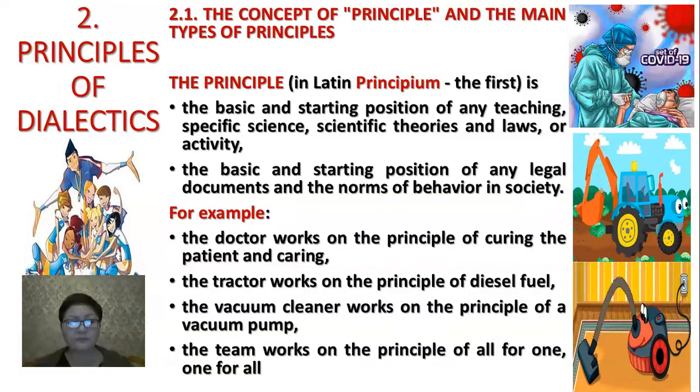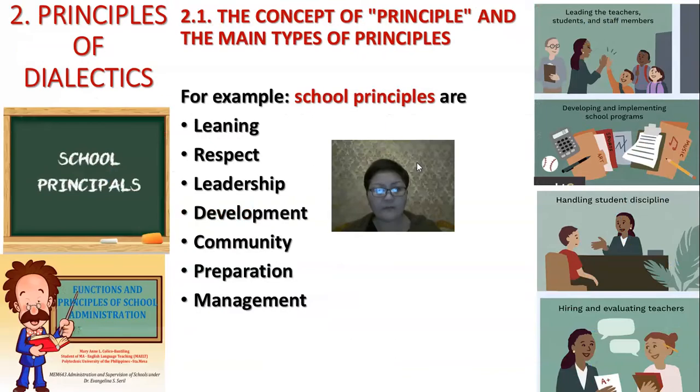For example, a doctor works on the principle of curing the patient and caring. The tractor works on the principle of diesel fuel. The vacuum cleaner works on the principle of a vacuum pump. And the team works on the principle of all for one and one for all. There are a lot of types and forms of principles. For example, school principles are learning, respect, leadership, development, community, preparation, management, etc. So on these pictures you see some important principles of school.